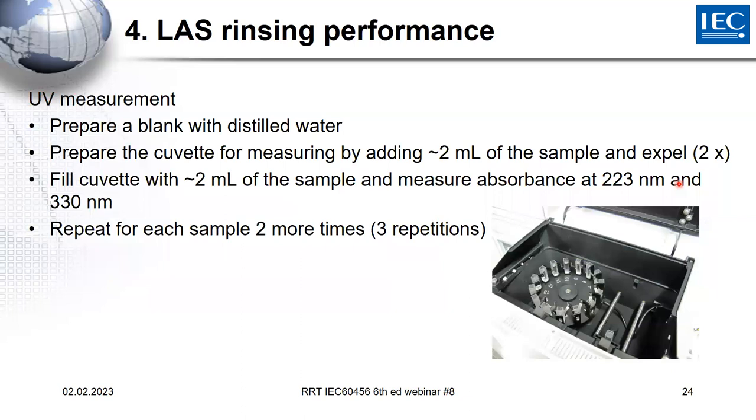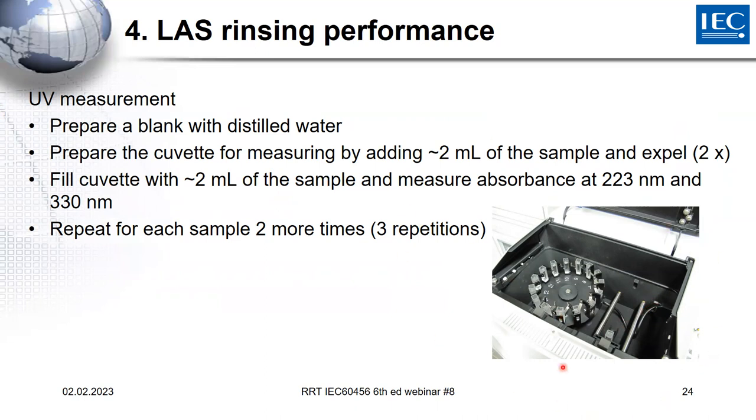And then you come to the actual measurement of the samples. First, you should prepare a blank. A blank is done with distilled water, because this is then subtracted from the absorbance that is measured in your sample. You fill the cuvette twice and expel it twice, and then you fill it with the sample. I have a picture here.